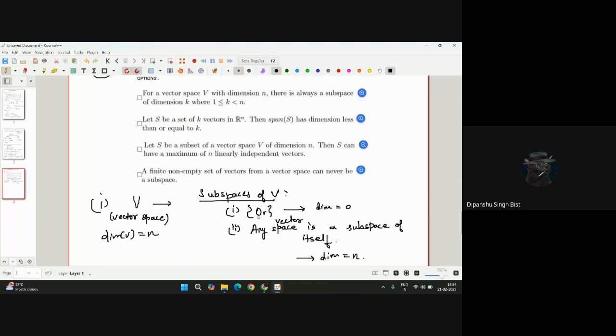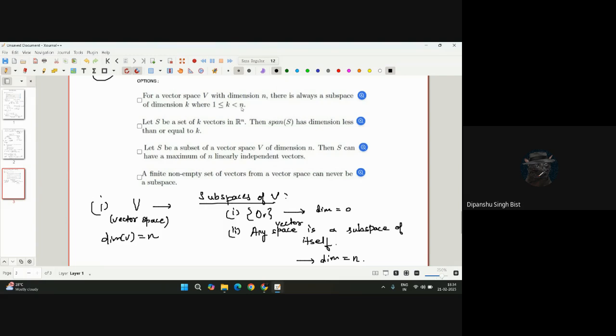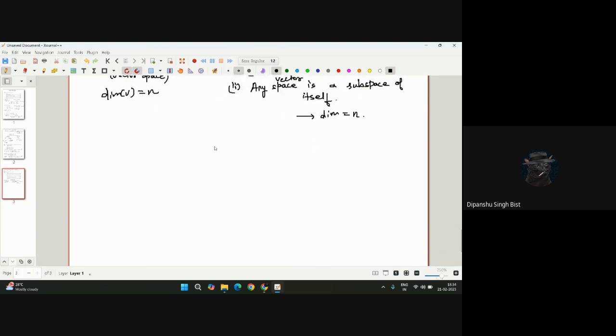Okay, but it says we are not considering this case of dimension n, and we are not even considering this case of dimension 0. So is it guaranteed that we will have other subspaces as well? So yeah, this is also true. Even if I take any example like this, a two-dimensional subspace in R3. So how can I represent a two-dimensional subspace in R3? So let's suppose this is my R3 and this is some plane that passes through the origin.